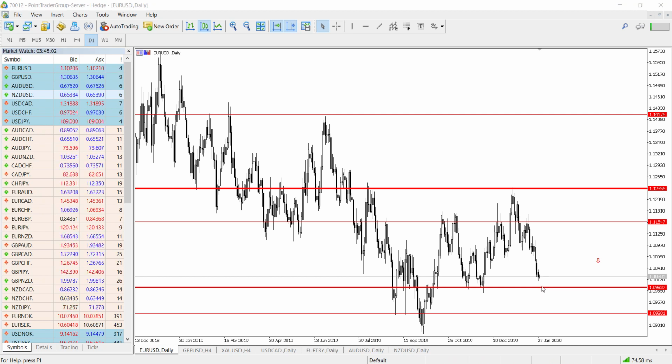1.0993. On the other hand, if this support level is broken to the downside, this means the price might continue going downwards to reach 1.0930, and our final target is going to be 1.09.